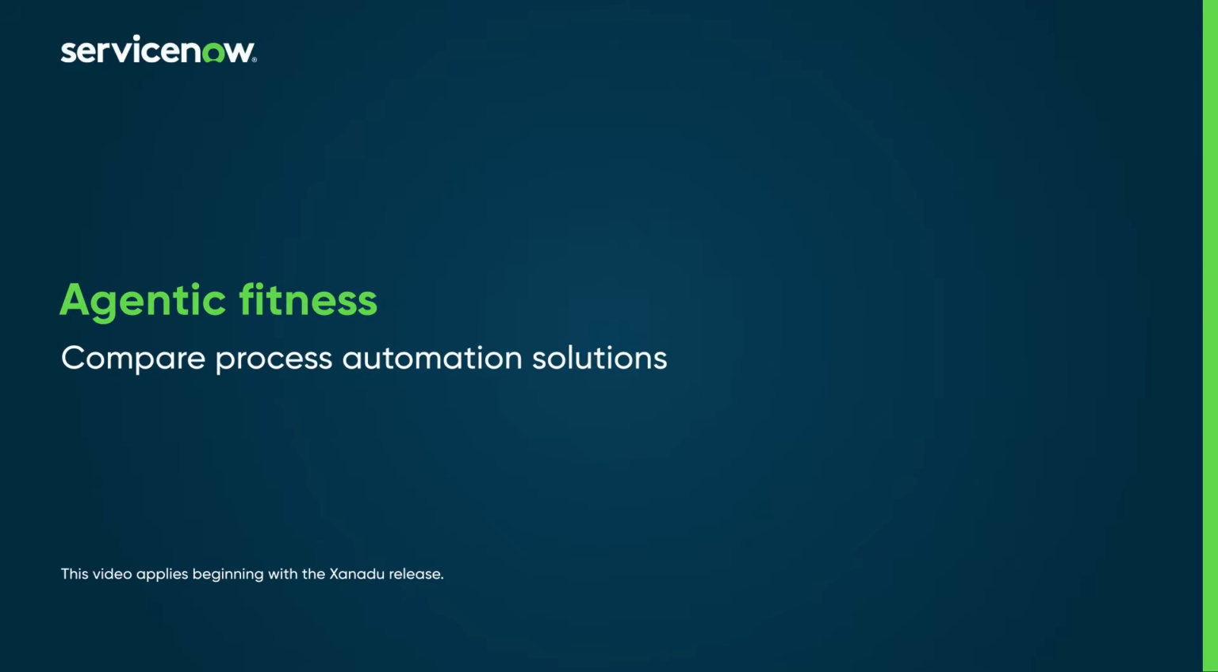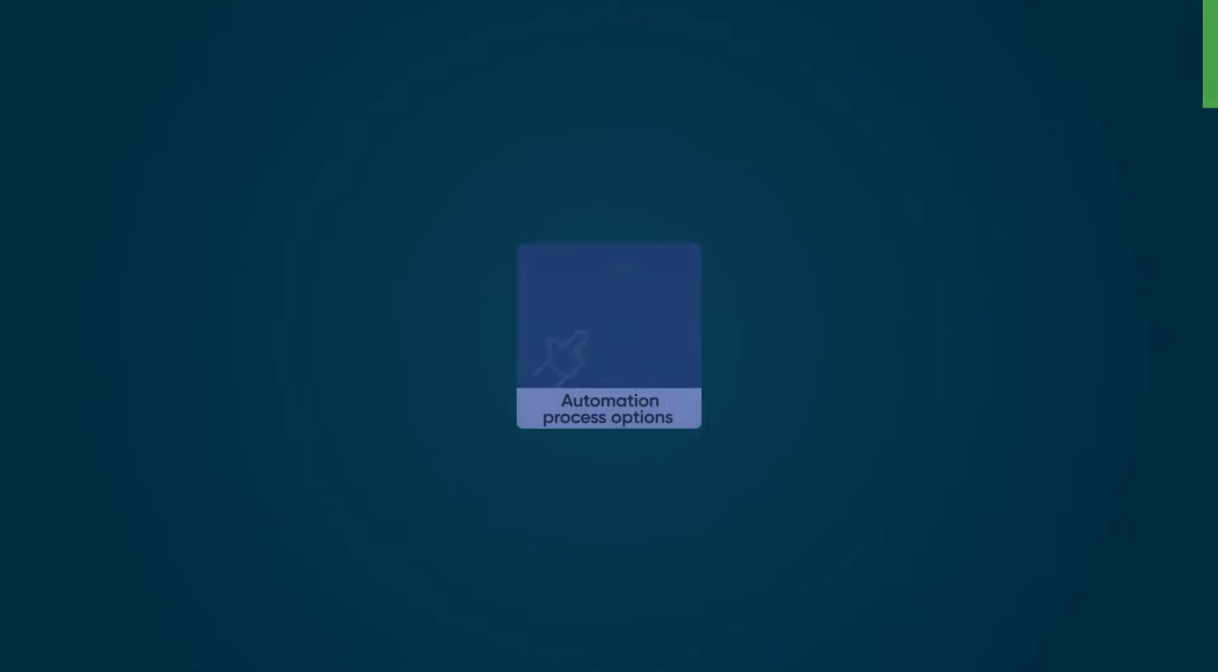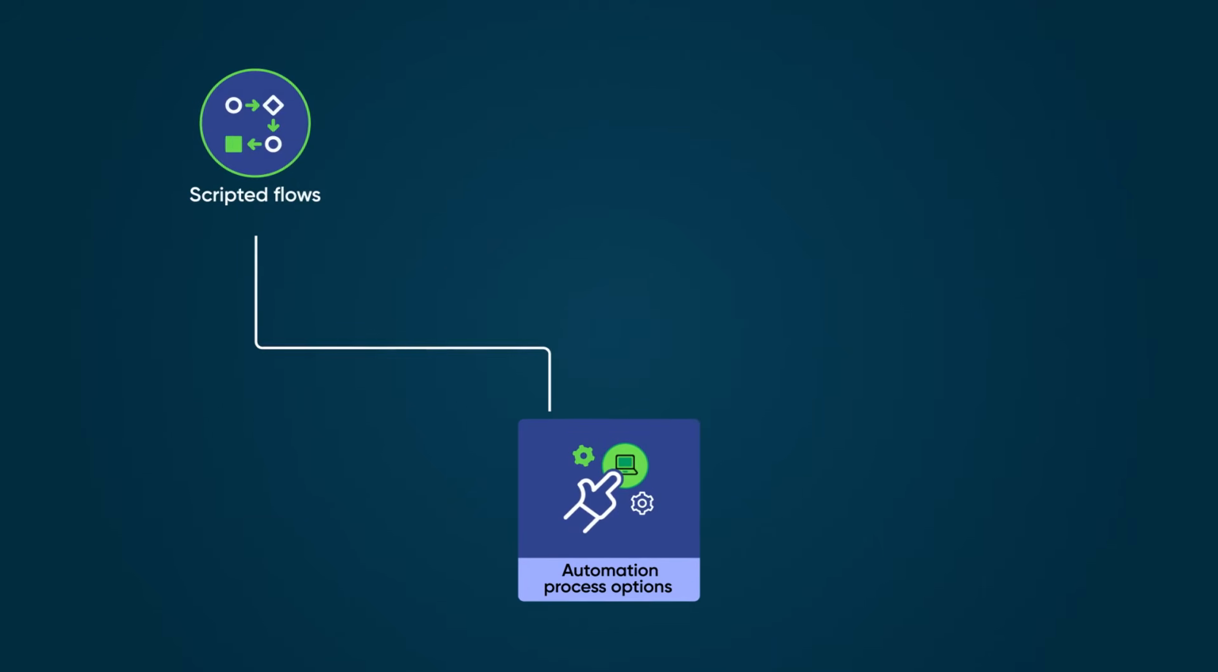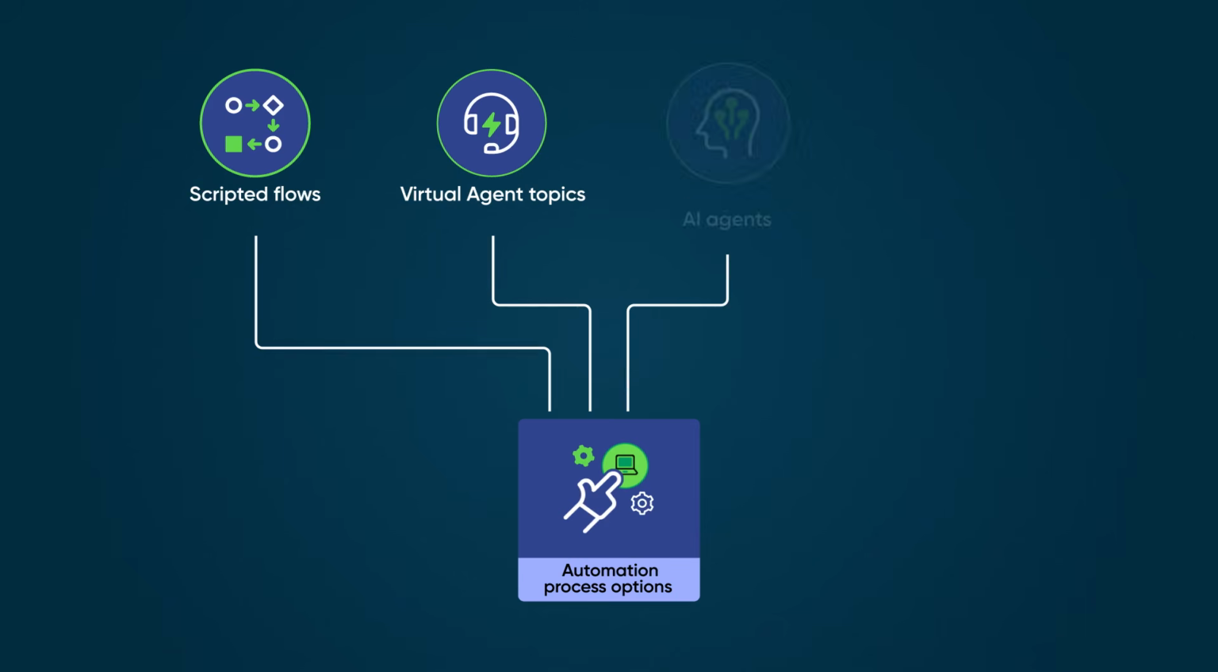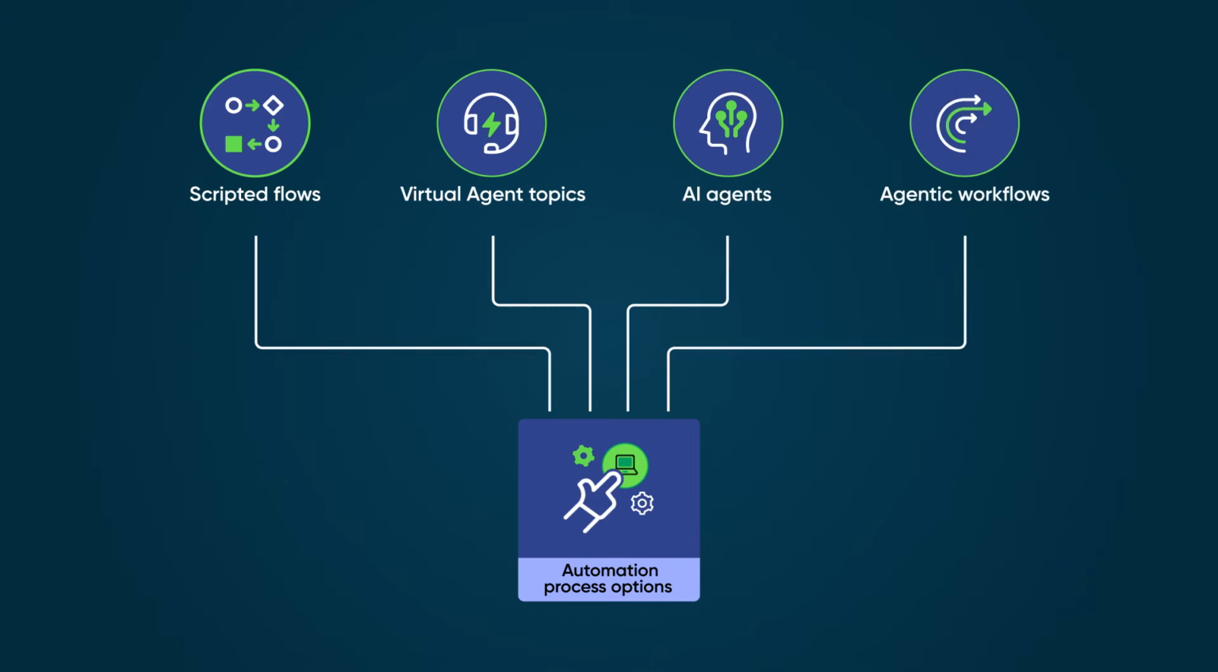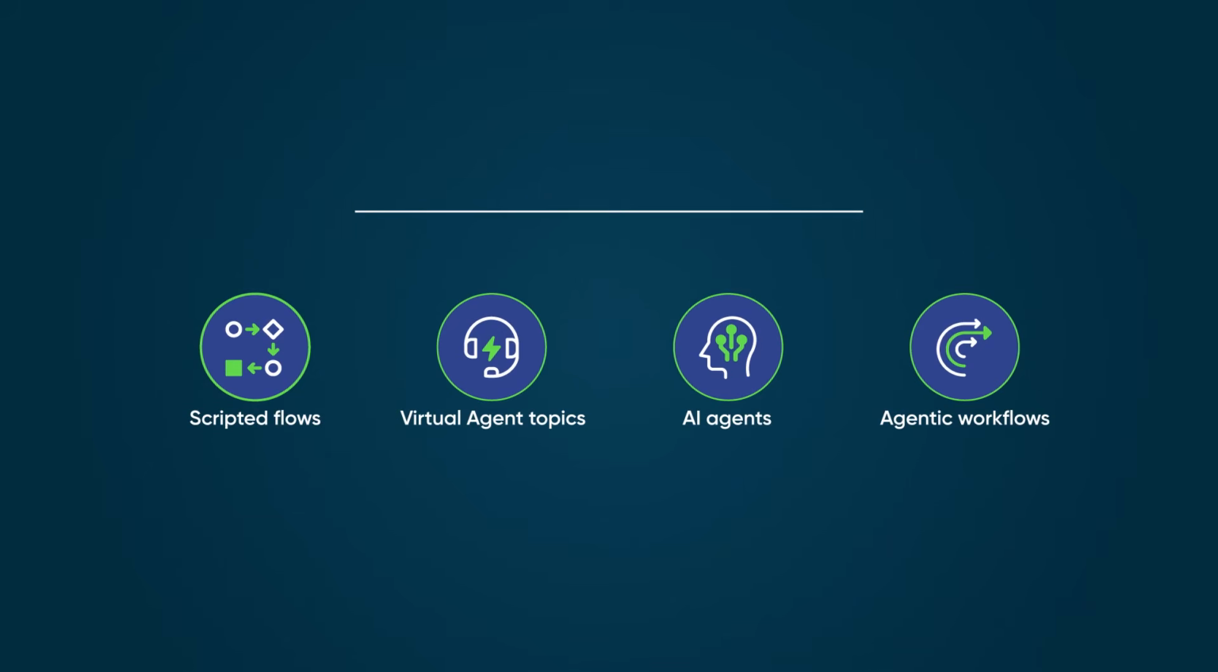In this video, we'll look at the agentic fitness or suitability of different solutions ServiceNow offers for automating your processes. We'll compare scripted flows, virtual agent topics, AI agents, and agentic workflows to help you decide when to use them. Each of these options represents a different level of automation and AI integration in processes, from simple scripted flows to fully autonomous problem solving.